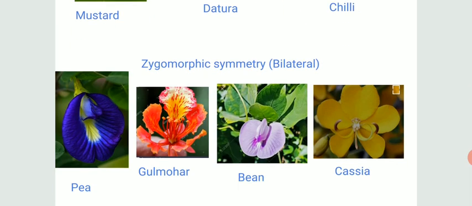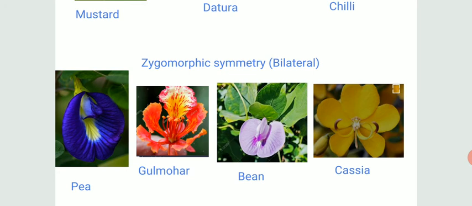Now coming to the second, that is bilateral, meaning there will be only one kind of equal halves. You have to cut the flower from only one plane, then only will we get equal halves. You can see examples are 4 in number. Number 1, pea plants, beautifully colored flowers. You can see one petal is very big, then 2 are a little smaller, and 1 is smallest, right? So 5 petals make the whole flower, but they are not equal in shape and size. That's why we cannot get equal halves from as many planes.